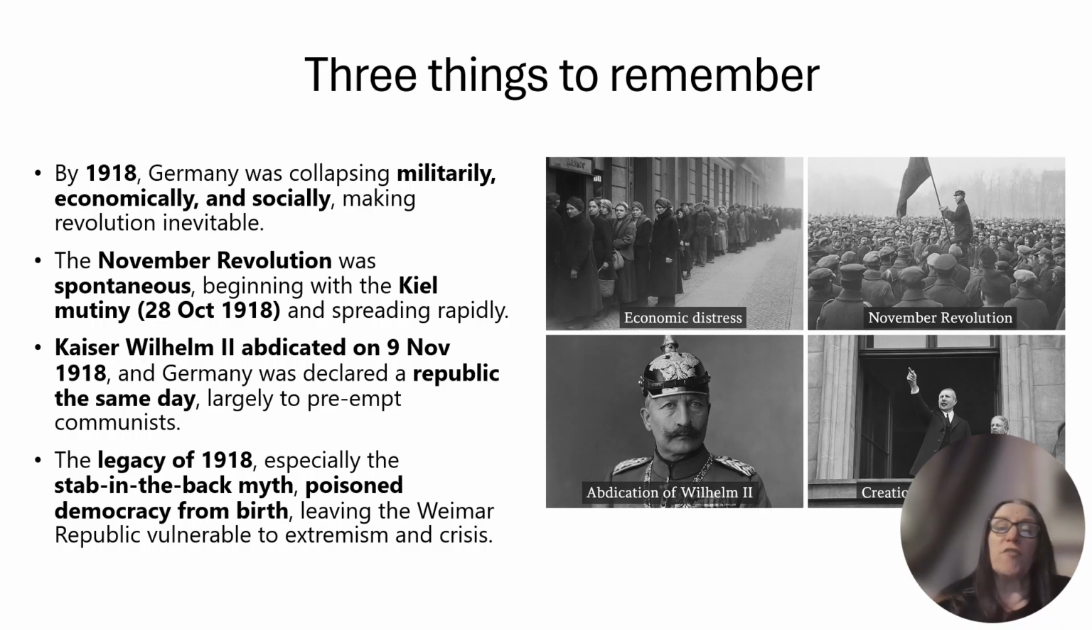And the consequence of 1918, especially the stab in the back, poisoned German democracy before it even started. The republic was born associated with defeat. That is the key reason why it was so vulnerable to the challenges that came between 1919 and 1923 and the rise of extremism throughout the 1920s.